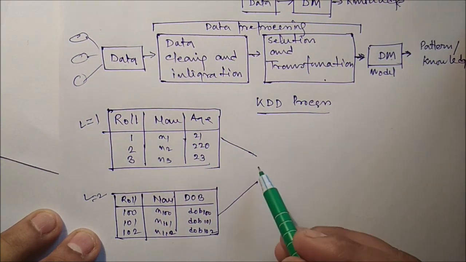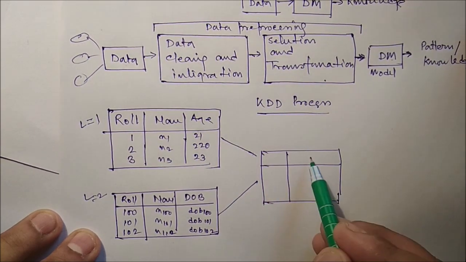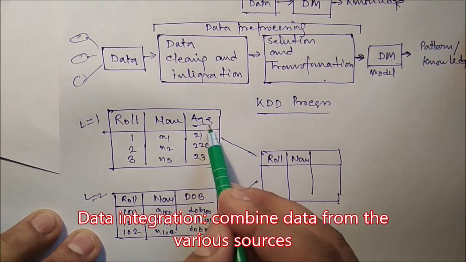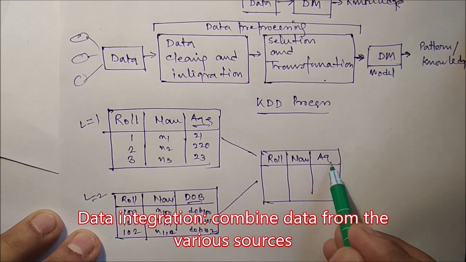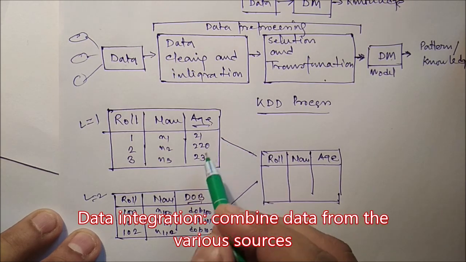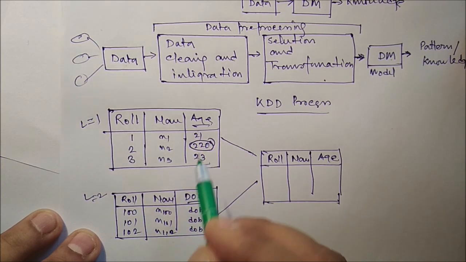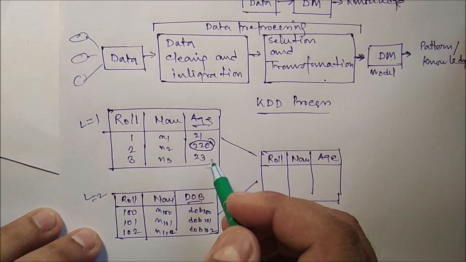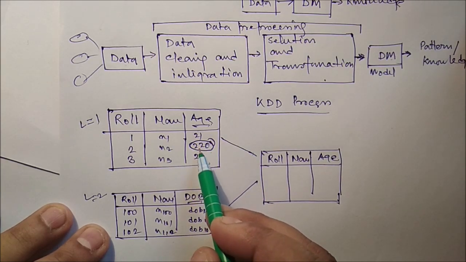Now you can see here, if you want to integrate these two data tables, then the columns should match: roll number, name. But what about the last column? Here it is age and here it is date of birth. Anyhow we have to convert date of birth to age, and then we can integrate. So integration is very important. And you can see in age, there is one age that is 220. Definitely it is noise data, so we have to clean and rectify this. We have to apply some techniques to remove this noise data. So data cleaning is to remove noise and inconsistent data.